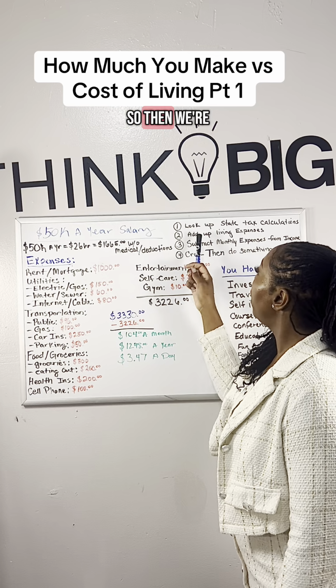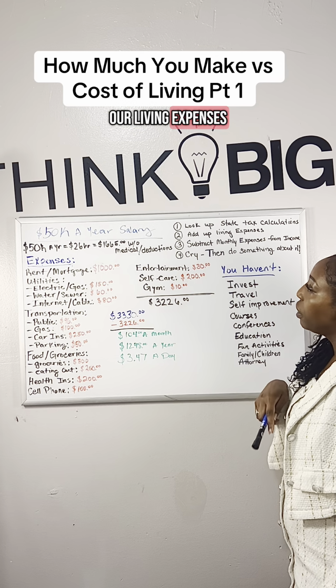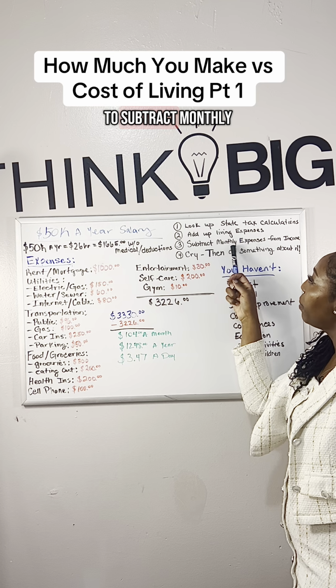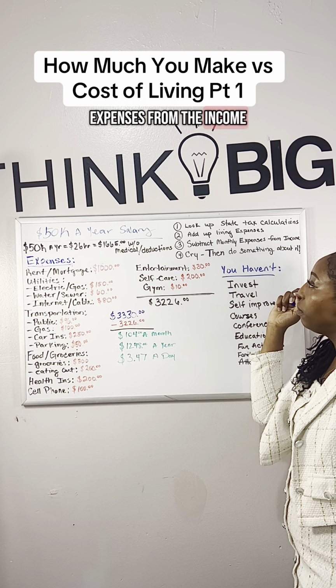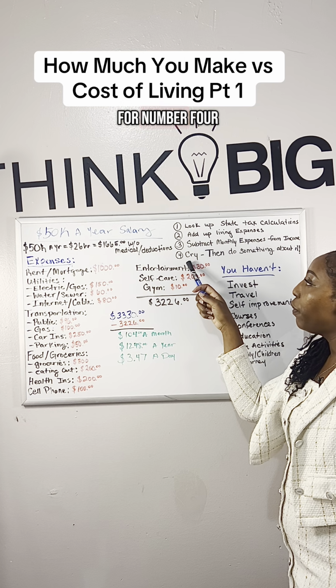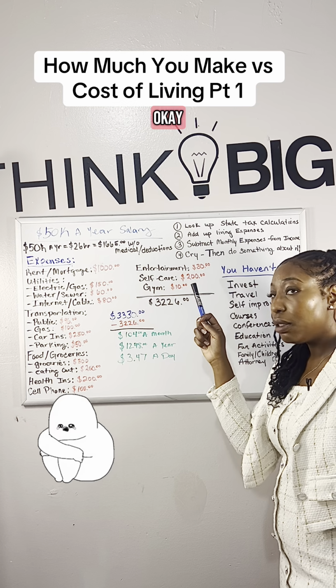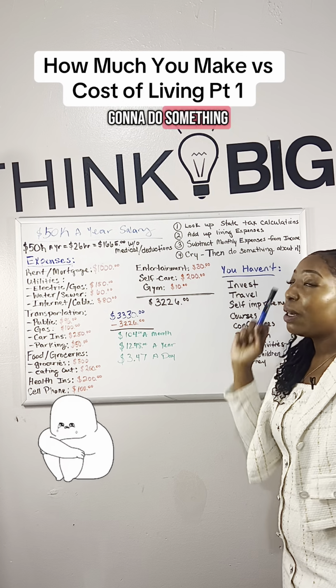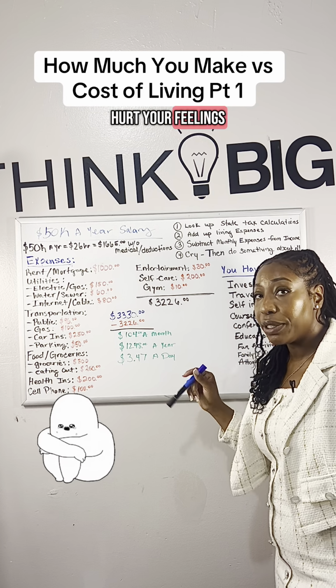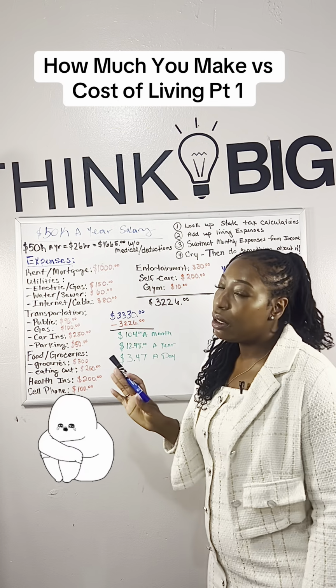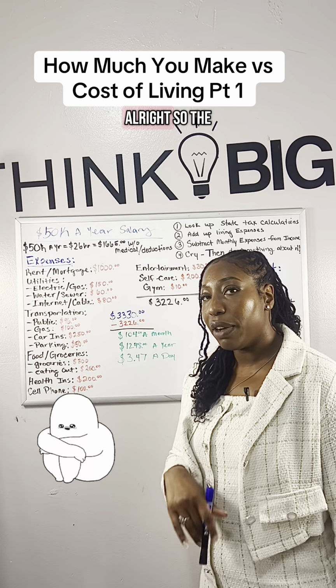Then we're going to add up our living expenses. Then we're going to subtract monthly expenses from the income. And then finally, for number 4, you're going to cry, okay? You're going to cry and then you're going to do something about it, okay? Because it's going to hurt your feelings. You're going to be upset. It's going to be bad. So I need you to brace yourself, all right?